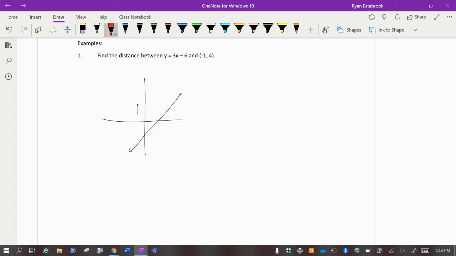Now, we're not going to go straight vertically down. We're not going to go horizontally straight across. Instead, we are going to go perpendicular. That is going to be our shortest distance. About this red segment, I know it's perpendicular to the line y equals 3x minus 6. In other words, what I know about this line right now is that the slope of that line is -1/3. I know it goes through the point -1, 4.